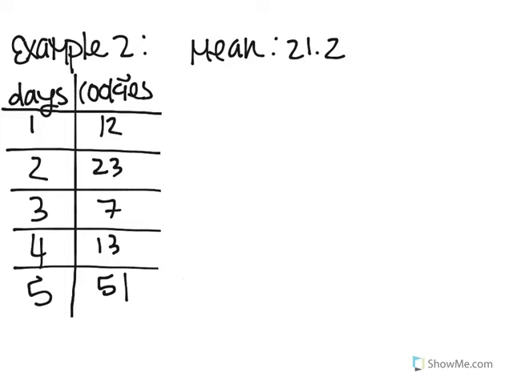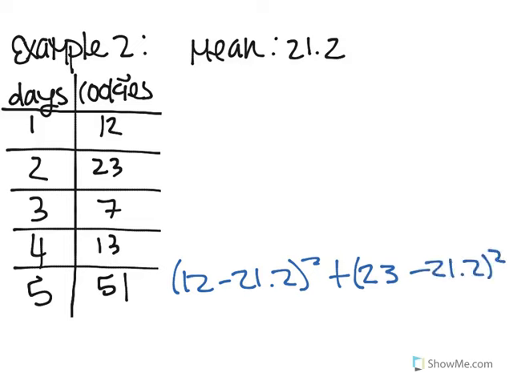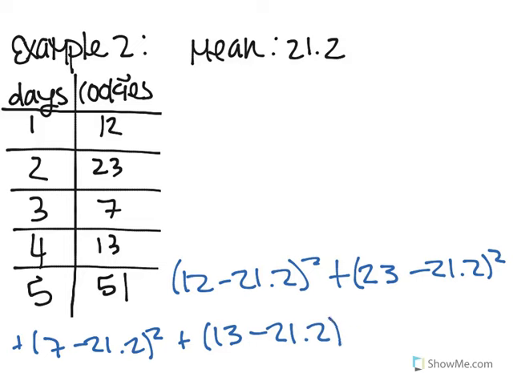So we have (12 minus 21.2, which is our mean) squared, plus (23 minus 21.2) squared, plus (7 minus 21.2) squared, plus (13 minus 21.2) squared, plus (51 minus 21.2) squared. So we find the difference and then square them.